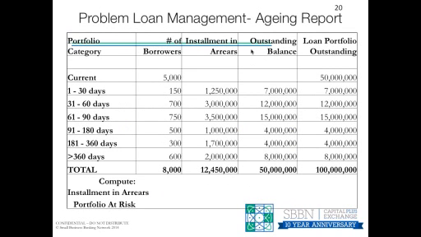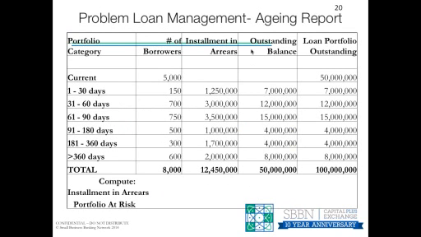Now, this report has 5 columns. The first column shows the category of the portfolio. Second column is the number of borrowers. Third is the installment in arrears. Then the outstanding balance and the total loan outstanding. Now, the third column shows the amount of installments that are unpaid at a certain date.